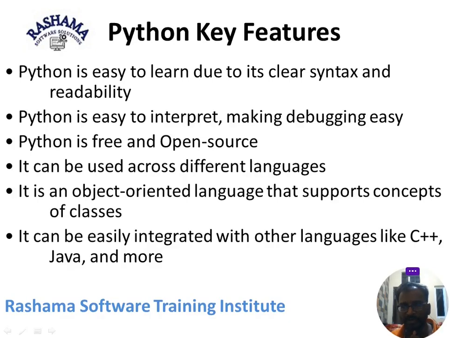So in the Python programming language we can use the concept of classes. After classes, we can also use object oriented topics, like encapsulation, polymorphism, inheritance. So these are all covered, these are all supported in the Python programming language.